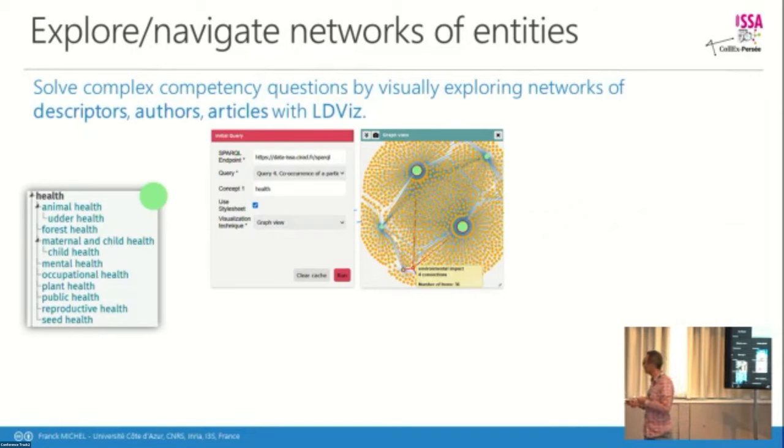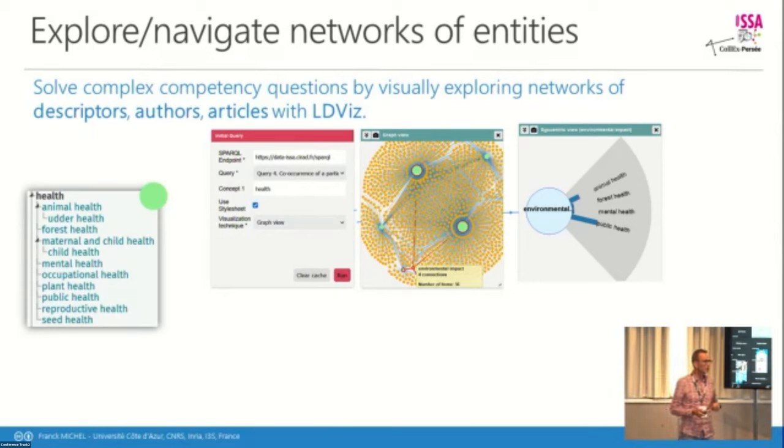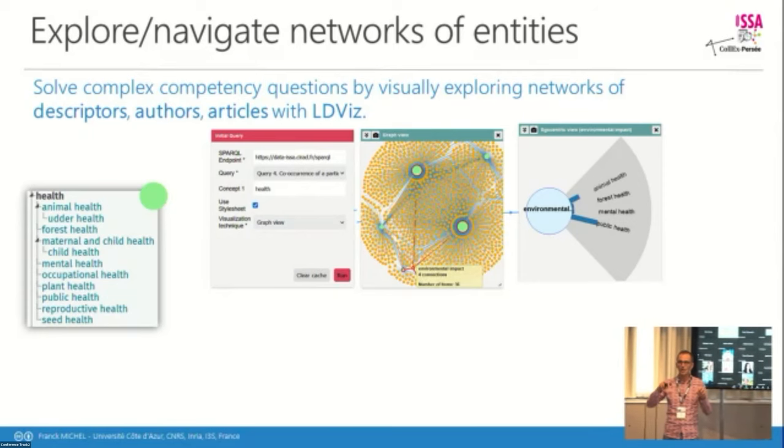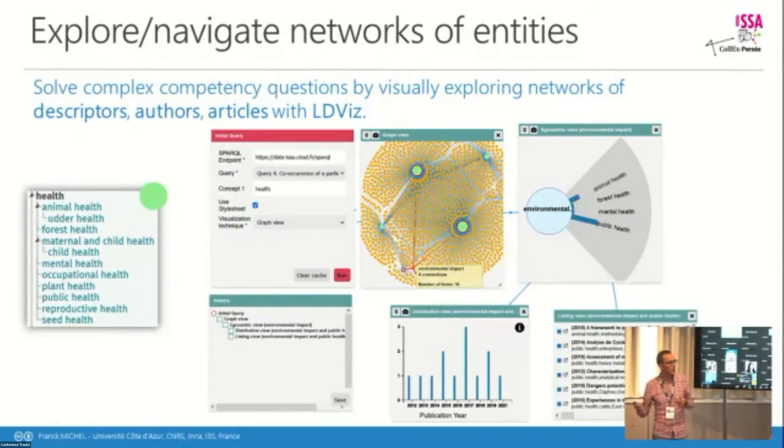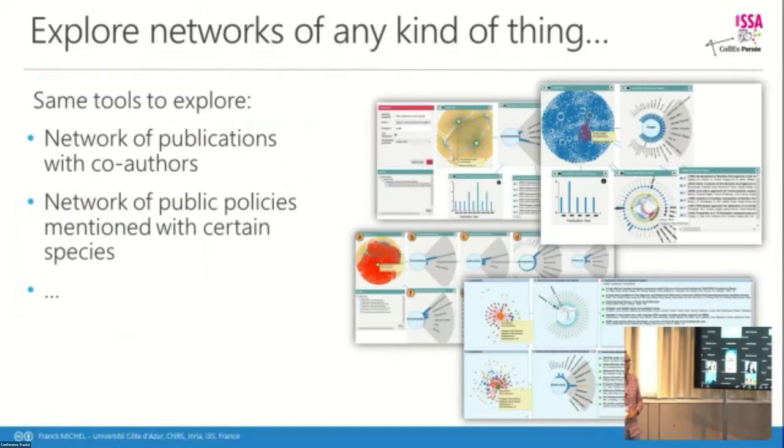So I fly over one of those, which is environmental impact. And then I can open another view, which is called the egocentric view, where I see this concept connected to the other health subconcept. And that blue bar gives me an idea of the number of articles concerned by this co-occurrence. And I can get the list of articles and their distribution throughout the time and so on and so on. So the nice thing with that tool is that it is very flexible.